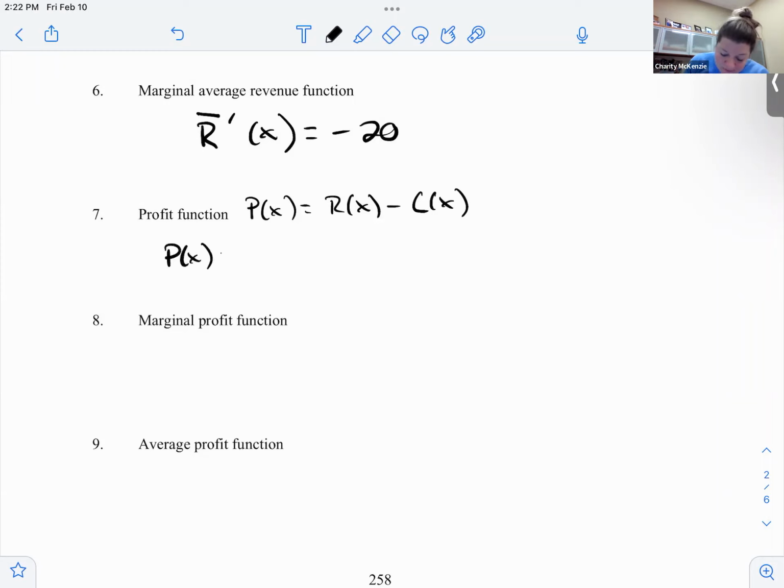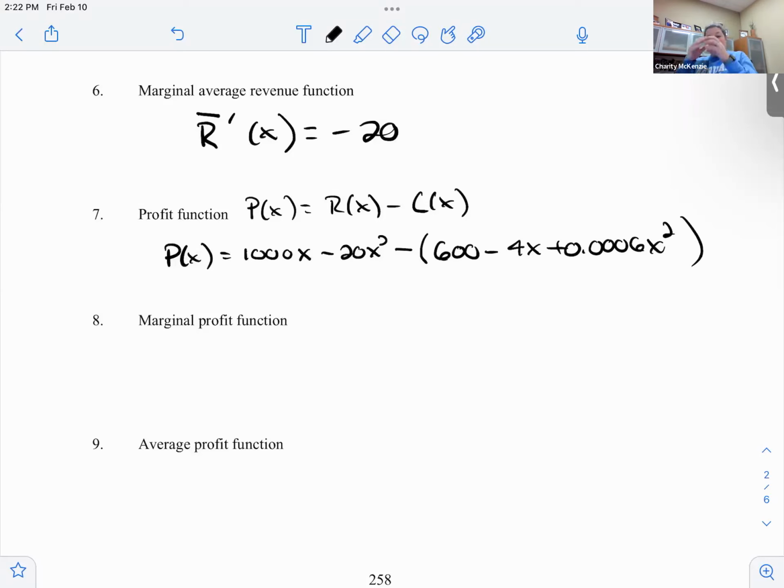So profit is going to equal, our revenue function was 1,000x minus 20x squared. And then you're going to subtract off, I'm going to use a parenthesis for the entire revenue. Oops, no, cost function. So revenue minus cost. So 600 minus 4x plus 0.1236x squared. All right, so notice I use a parenthesis around that just to kind of keep our negative in check, right? So this is our profit function. We definitely want to simplify before the marginal so that we can do the derivative a little bit easier.